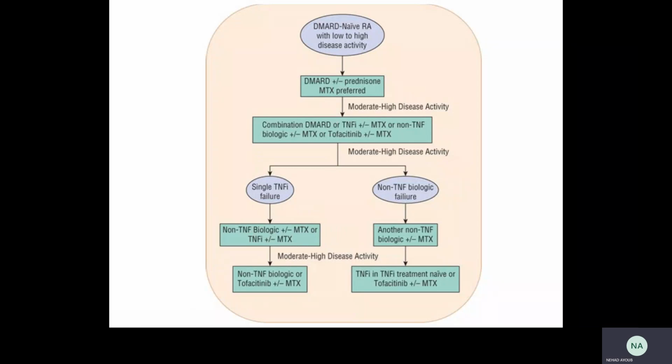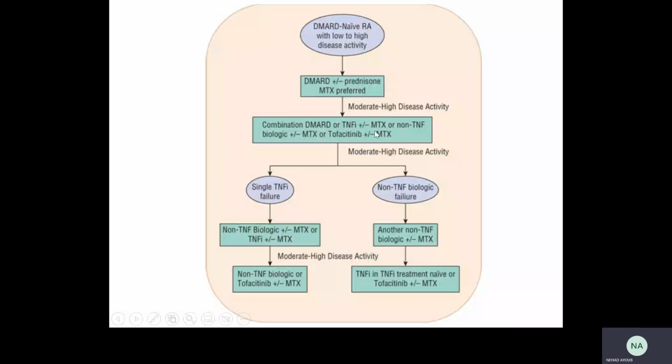Generally speaking, it's always good to add methotrexate to the biologics, and it's preferred to start TNF inhibitors. However, these are options. For example, suppose the patient has multiple sclerosis. Then you cannot start a TNF inhibitor. You go to a non-TNF biologic. Okay? So it's an option, but in case you can use TNF inhibitors as the biologic, it's preferred to go with that. And it's also very much preferred to add methotrexate to the biologic drug.